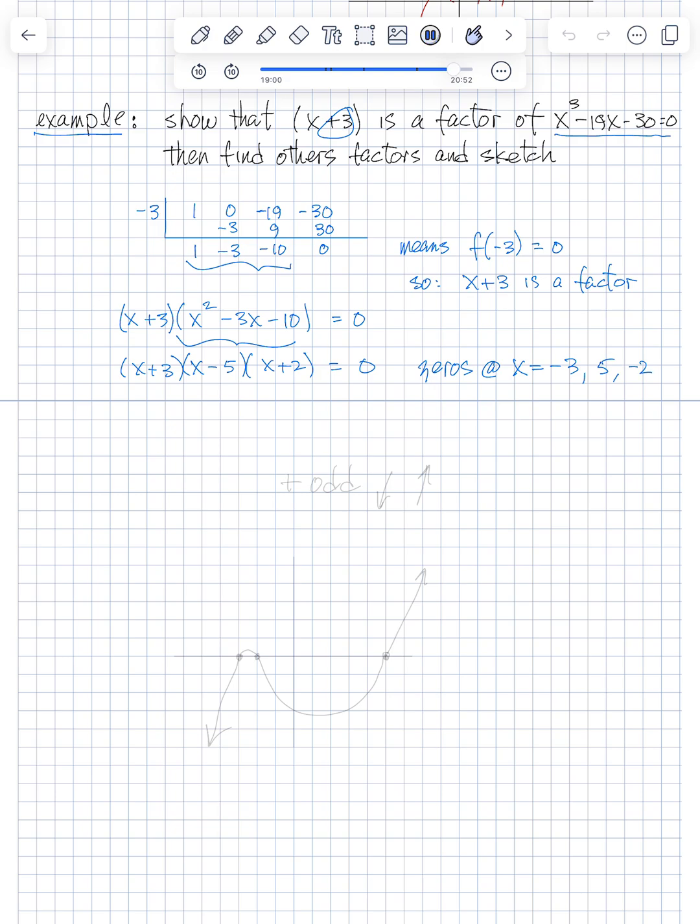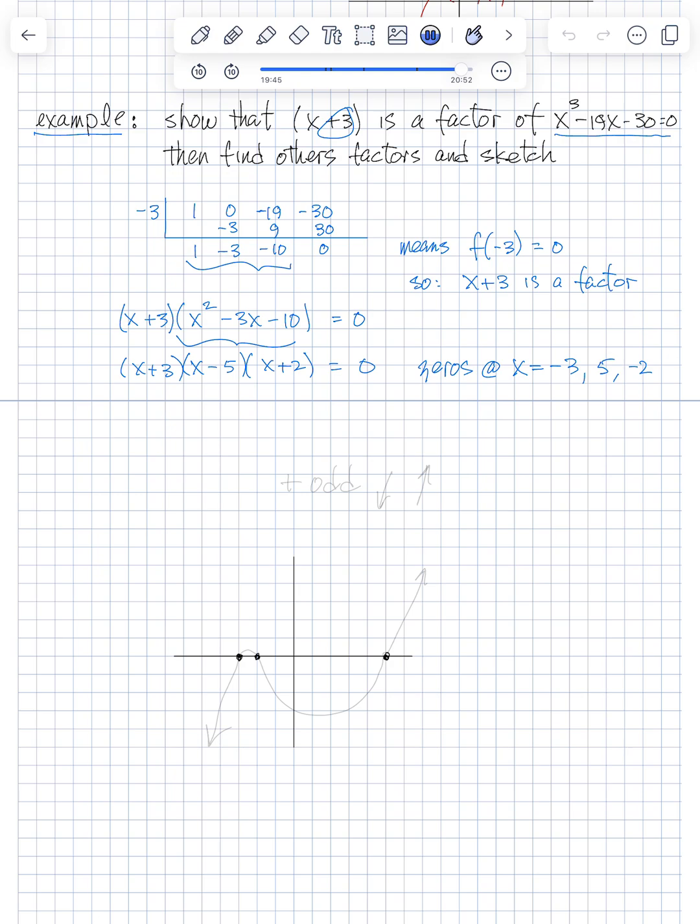So now we can sketch this thing and see what it looks like. So put in our coordinate frame. Okay, coordinates. Okay, so our zeros: negative 3, 5, and negative 2.